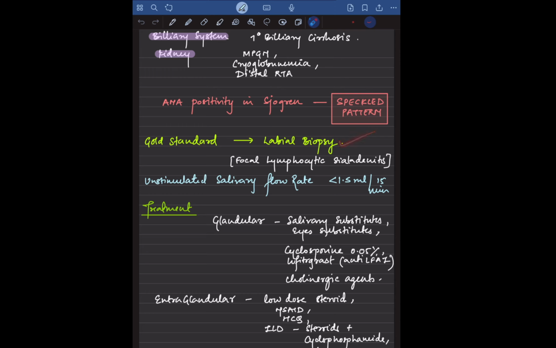We can go with a lip biopsy, which is the gold standard. Of course ANA has to be performed in such patients. Coming to the treatment part, treatment is salivary substitutes, like eye substitutes could be used. Then cyclosporine can be used. Certain cholinergic agents could be used. And for the extraglandular manifestations, of course we have to go with steroids. We can go with NSAIDs because of the arthritis, and hydroxychloroquine. For ILD patients, we can go with steroids and cyclophosphamide.